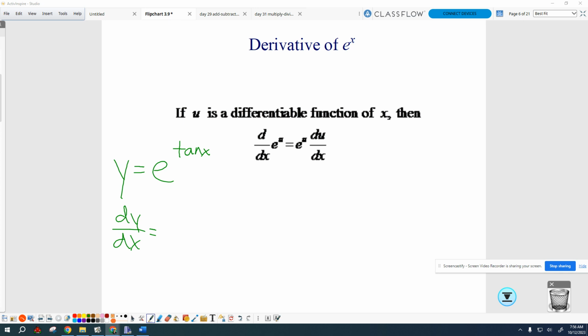Sydney, how do I do the derivative of e to the stuff? It would be e to the stuff times the derivative of the stuff. So in this case, the derivative of tangent is secant squared? Yes, secant squared.